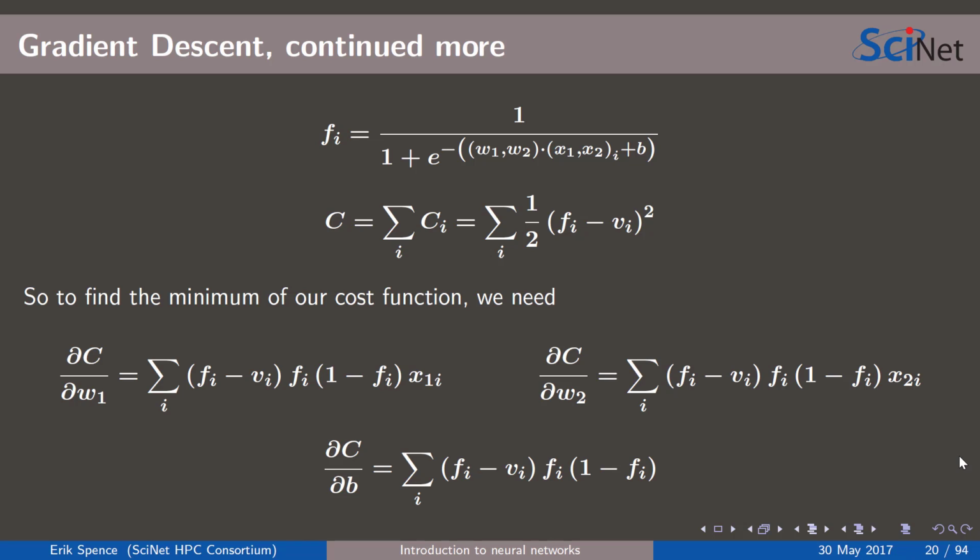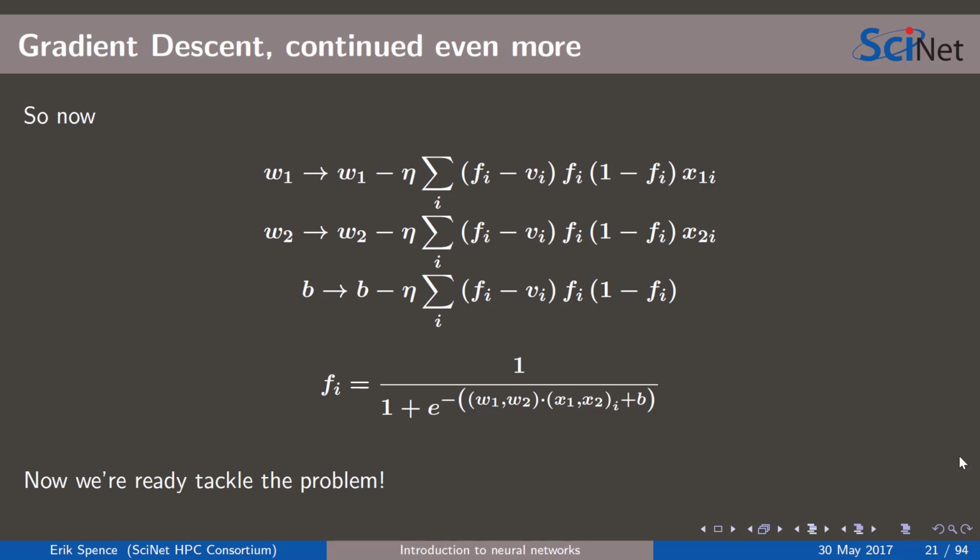Derivative of C with respect to w1, derivative of C with respect to w2, derivative of C with respect to b. They're essentially the same, except this one has an x1 on the end, this one's got an x2 at the end, this one has nothing. But there's a sum over them, so it's not quite the same as just tacking on an x1, right? These are vector quantities, so you have to do the multiplication, then sum. Good? Questions?